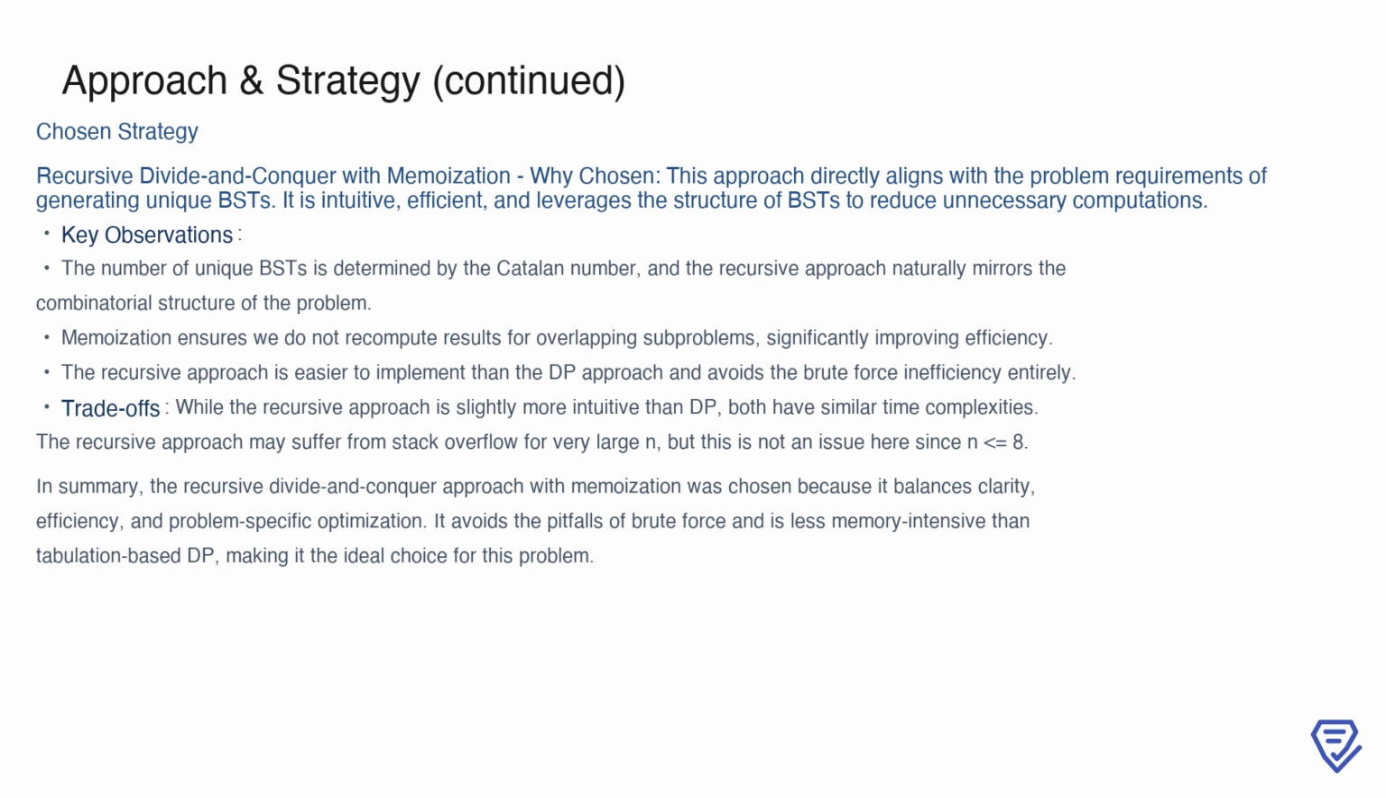This method aligns perfectly with the problem requirements of generating unique BSTs, as it directly leverages the structure of BSTs to systematically build valid trees. A key insight here is that the number of unique BSTs is determined by the Catalan number, and this recursive approach naturally mirrors the combinatorial structure needed to compute those trees. Memoization plays a crucial role in improving efficiency by avoiding redundant computations for overlapping subproblems. This makes the method both intuitive and computationally effective.